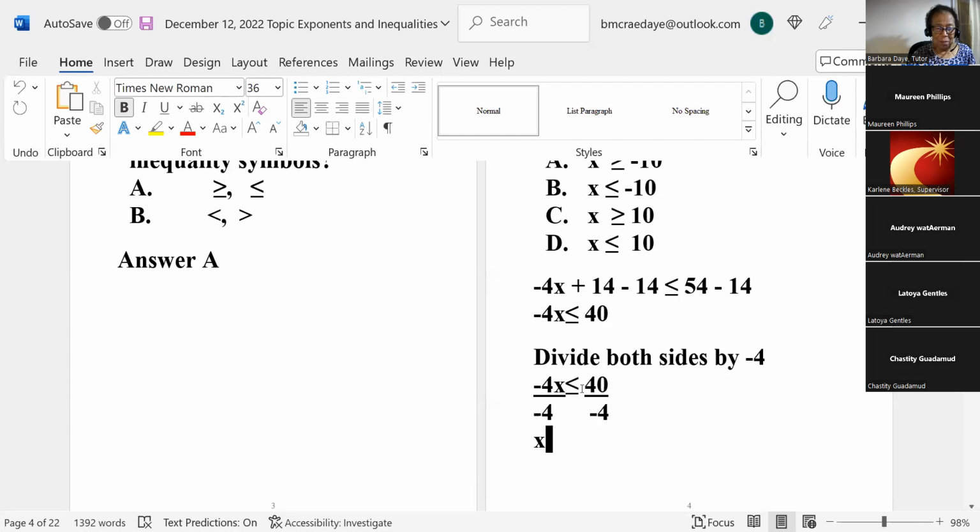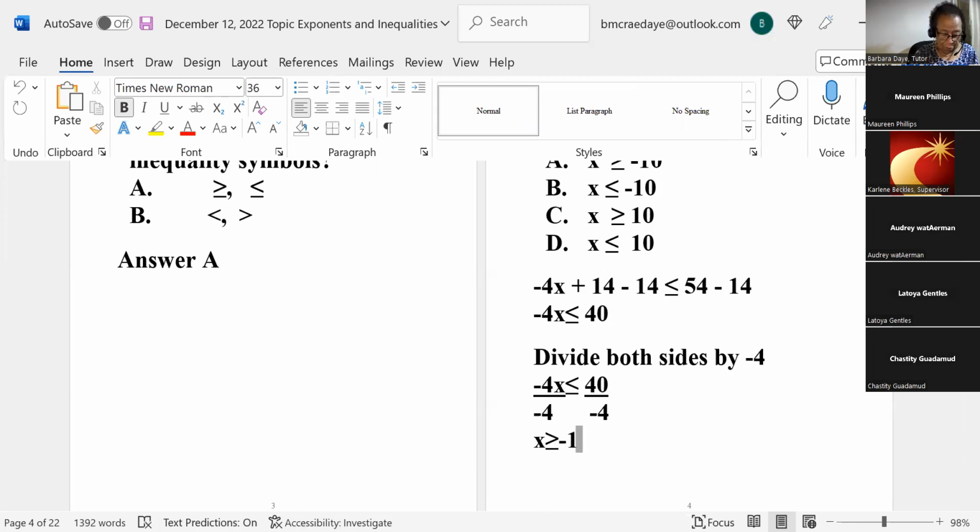So what does this become, Audrey? We have to reverse our inequality sign. So what goes behind the X? X would be, oh my goodness, so let's add that. It's greater than or equal to. That's right, because that's the reverse of what it is. So let's just put that greater than or equal symbol. And you said a negative 10.